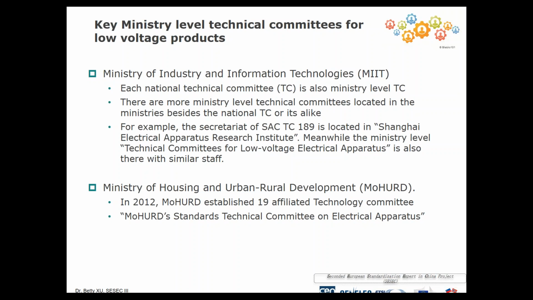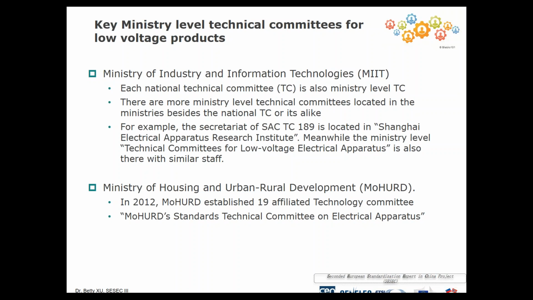Besides the National Technical Committees allied to ministries, there are even more ministry level technical committees located in the ministries. For example, the Secretary of SESTC 2A9 is located in Shanghai Electrical Apparatus Research Institute. Meanwhile, the ministry-level technical committee for low-voltage electrical apparatus is also there with similar staff.